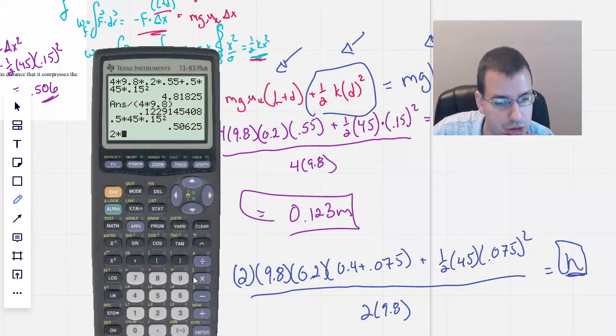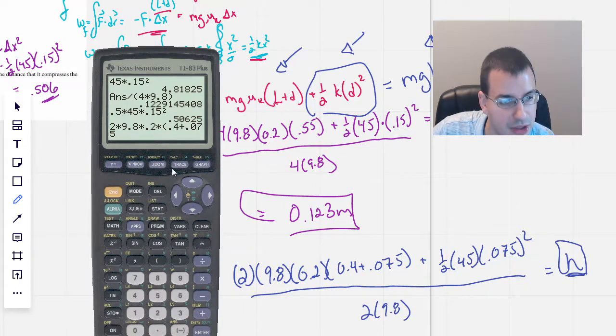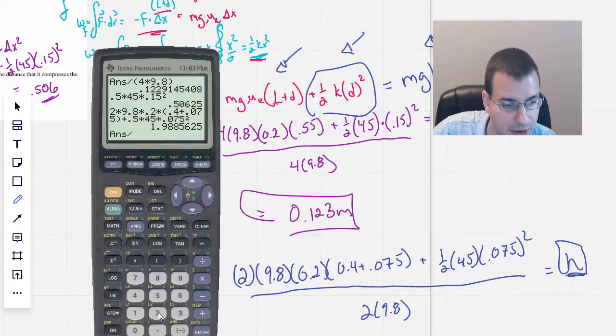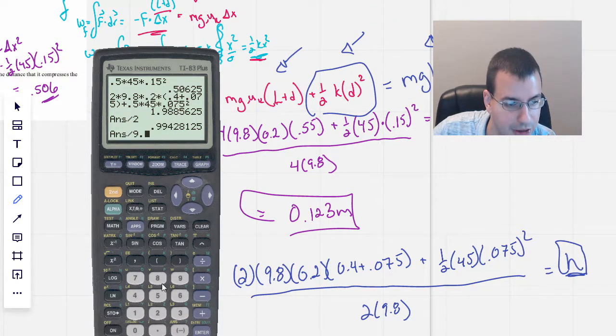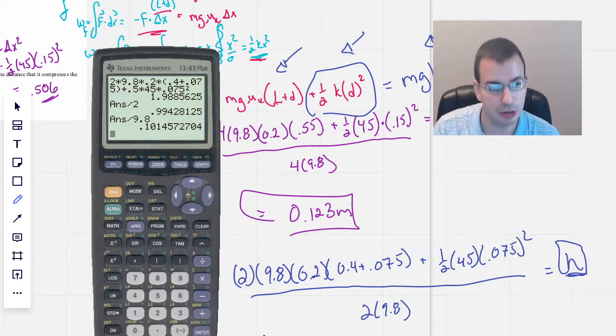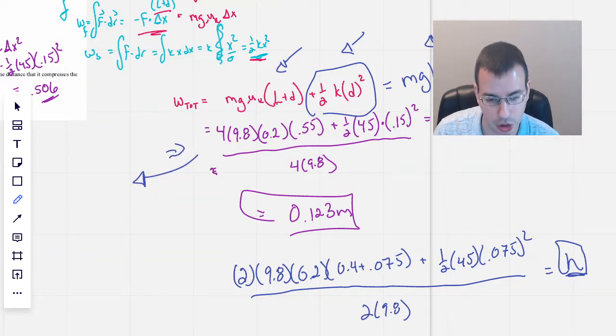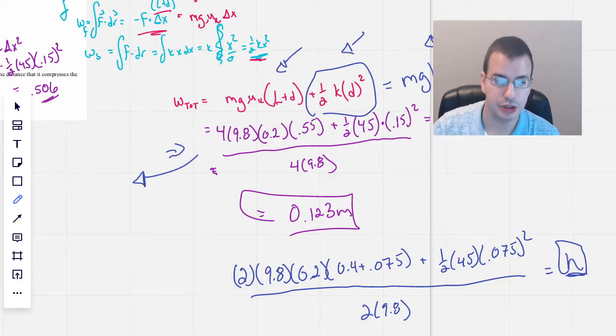So we'll do 2 times 9.8 times 0.2 times quantity 0.4 plus 0.075. Make sure my zeros are good. Okay, at least good enough. Plus 0.5 times 45 times 0.075 squared. Okay, divided by 2, divided by 9.8, and we get 0.101.